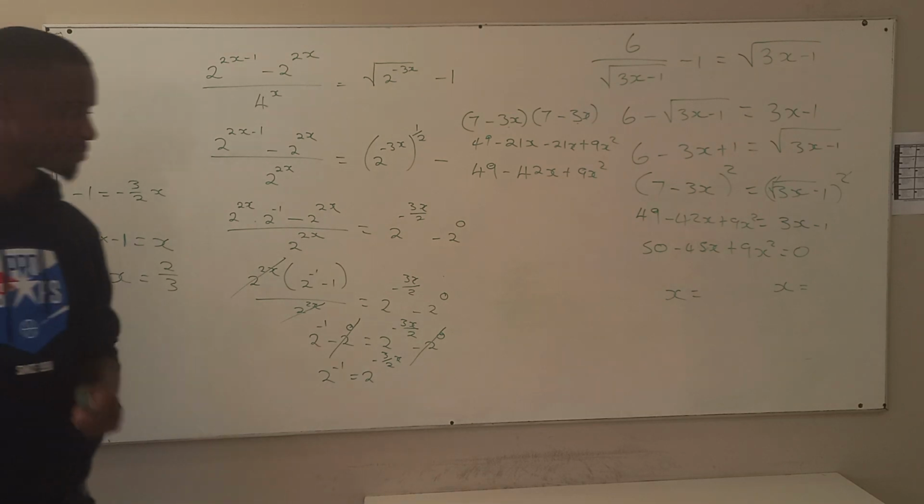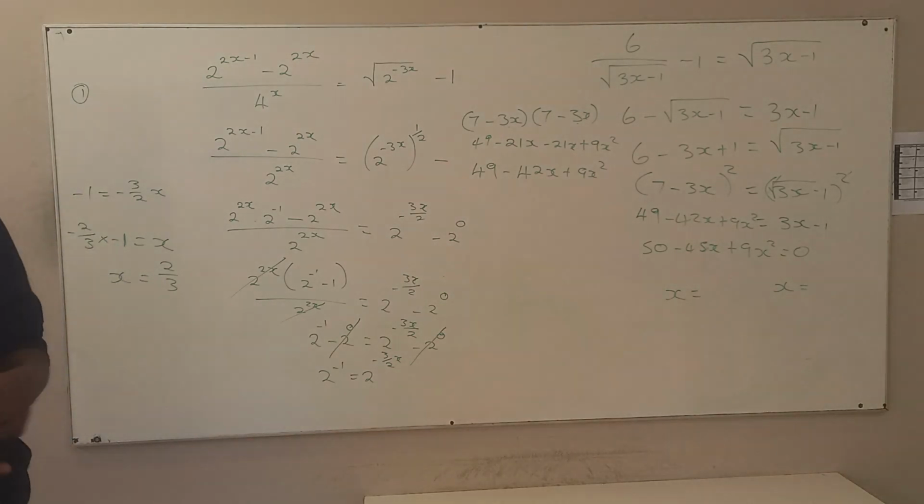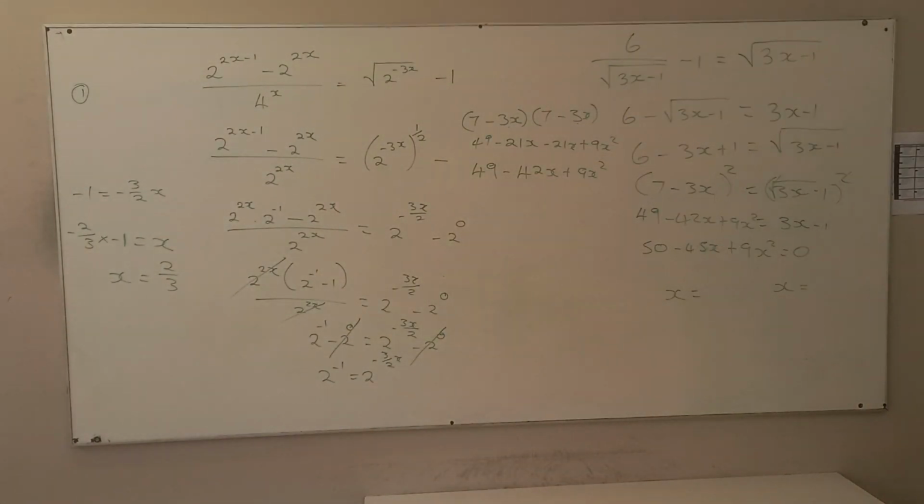What's the answer? Maybe we should just complete this one. But you can factorize it. The factors of 50 are 5 and 10. Then you add them, subtract them, give you 5. So your answer is 5 over 3 and 10 over 3.